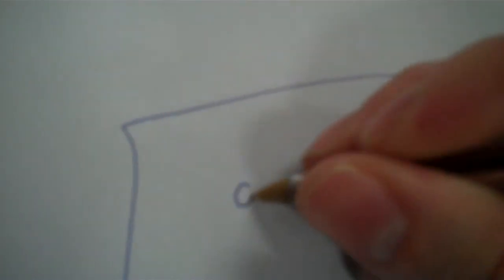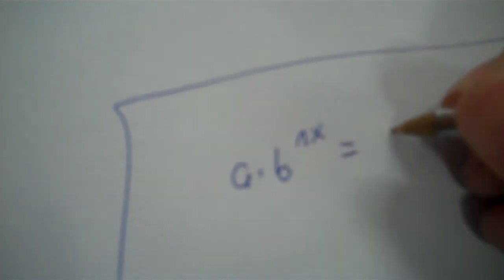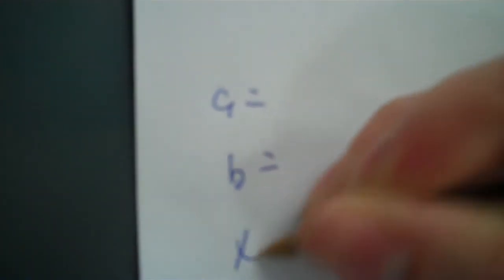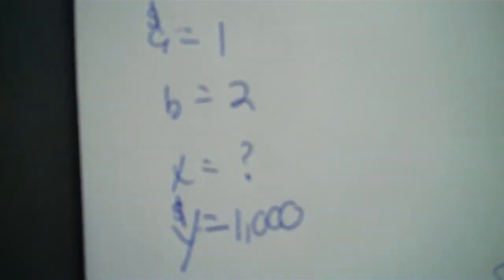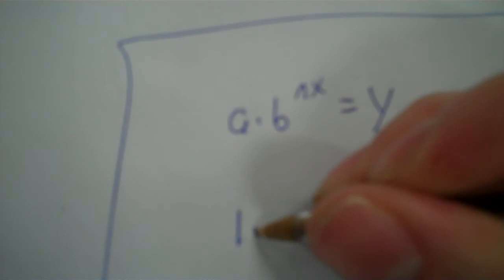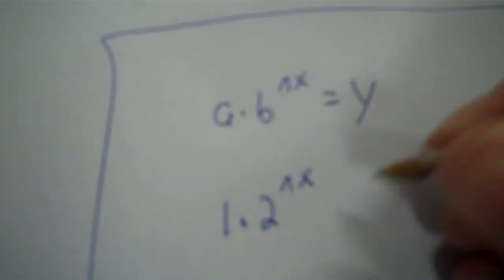Okay. So A times B to the X power equals Y. Remember, A and Y have the same label. Y is money, so you got money here, money here. A is where the money began, $1. Y is where the money ended, of 1,000. The B is 2. And the X is what we don't know. Okay. So A, you're going to take 1 times 2 to the X power equals 1,000.